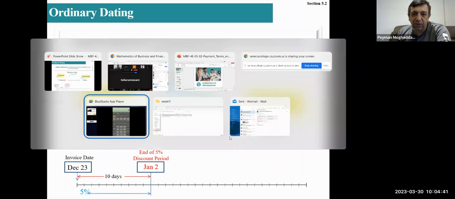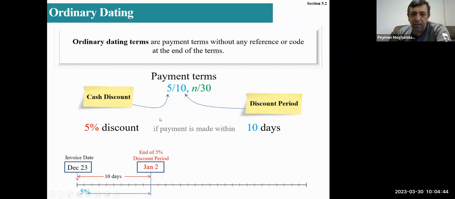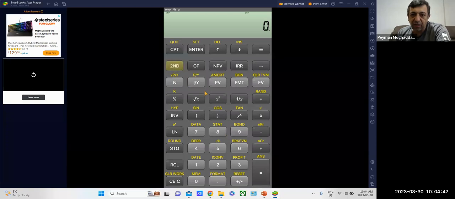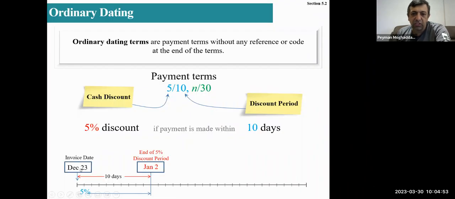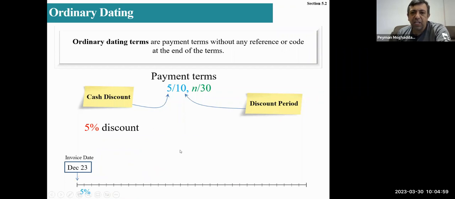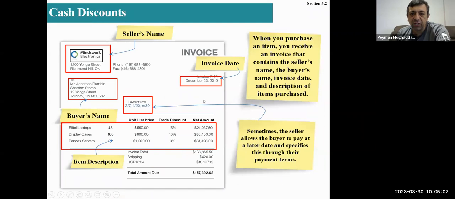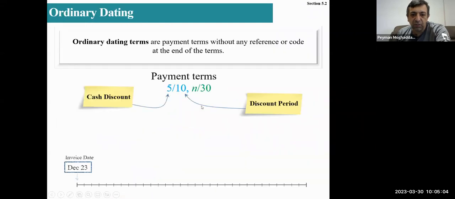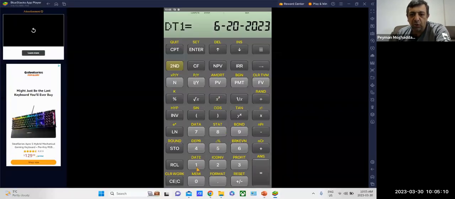You can use a financial calculator. Let me go to the financial calculator here and do that for you guys. So second date, okay. Now December 23rd, 2023. If it doesn't say which year, you can just put 2023. But if it says which year, which I think this invoice says 2019, you can use what I have said right here. So it's going to be December 23rd, 2019. So date one is going to be December 23rd, 19. Okay, enter.